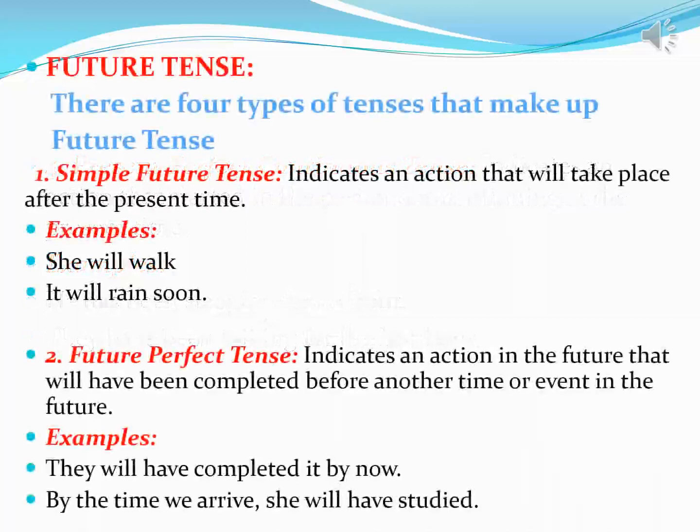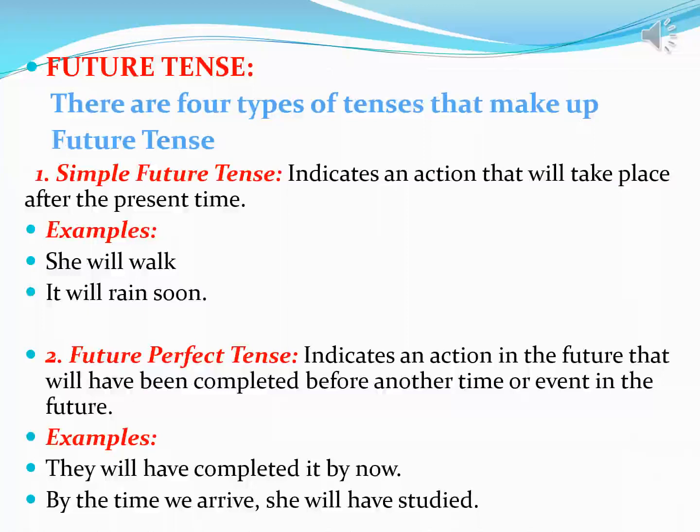Let's discuss future tense. There are four types of tenses that make up future tense. The first is simple future tense, which indicates an action that will take place after the present time. For example, she will walk or it will rain soon.